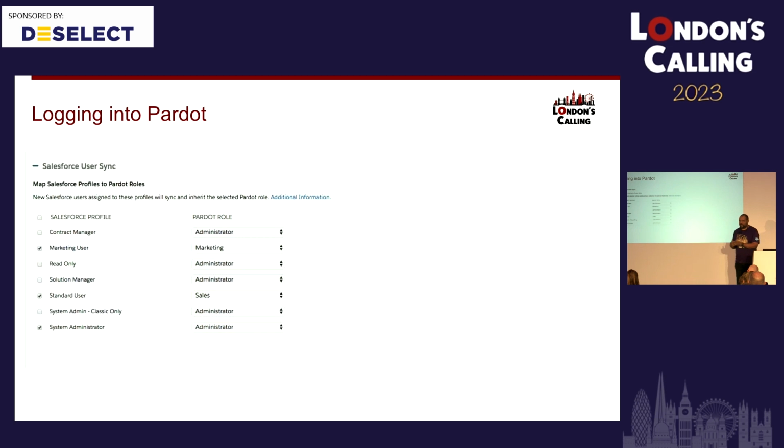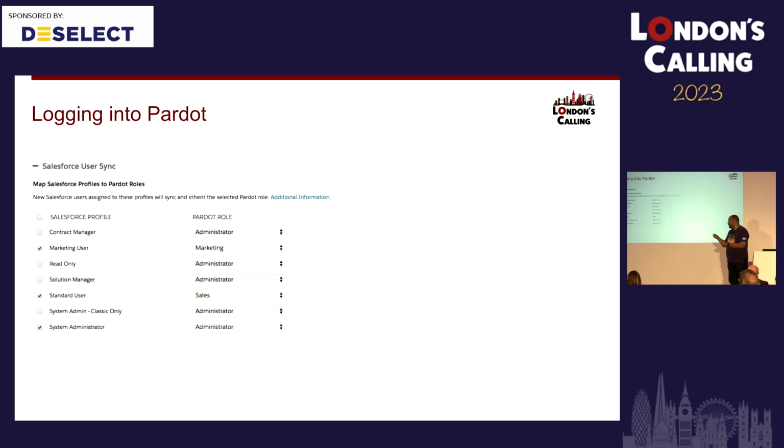So there's a couple of things that I need to say about this. One is that, look, I lifted this from the internet. This isn't my system, by the way. Look, standard user is mapped to sales in this example, but how does the Pardot admin know what a standard user actually does? If you give it a bad name like that, and that's the Salesforce standard profiles, then how are you supposed to know, right? And you know because you speak to your Salesforce admin.